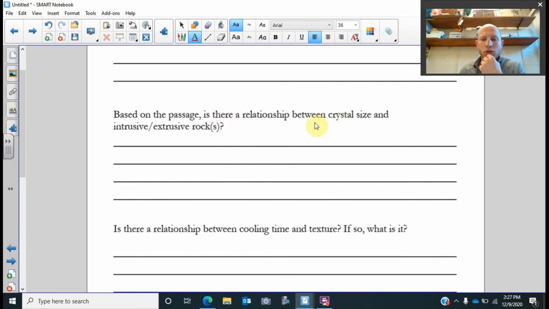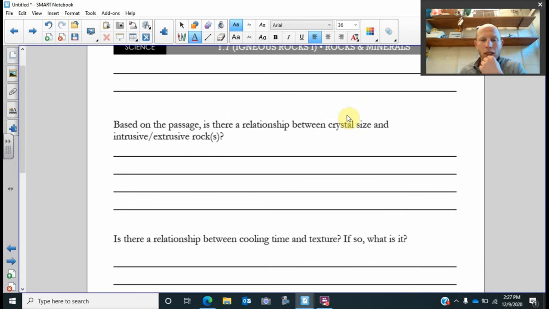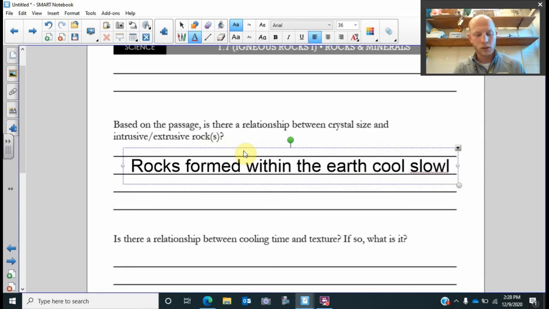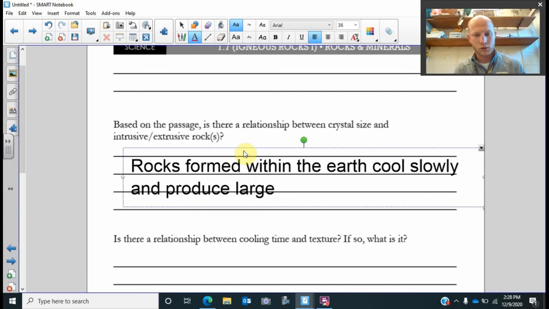Based on the passage, is there a relationship between crystal size and intrusive and extrusive rock? Yeah. So if rocks are going to form within the Earth, are they going to cool quickly or slowly? Well, they're going to cool slowly if they're intrusive, if they're within the Earth, right? So rocks formed within the Earth cool slowly and produce large crystals.